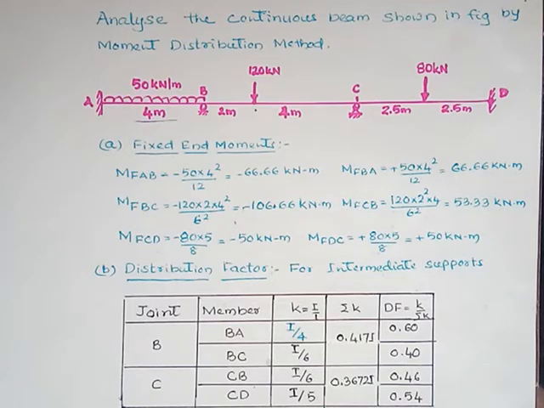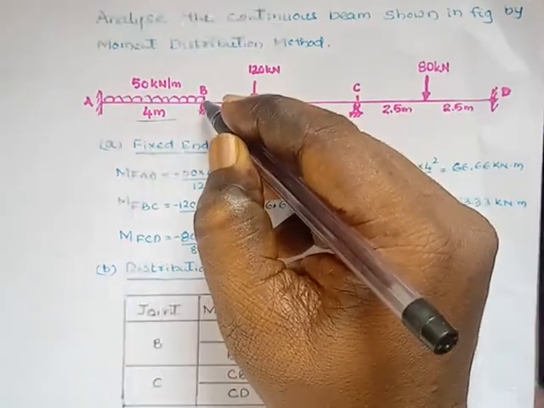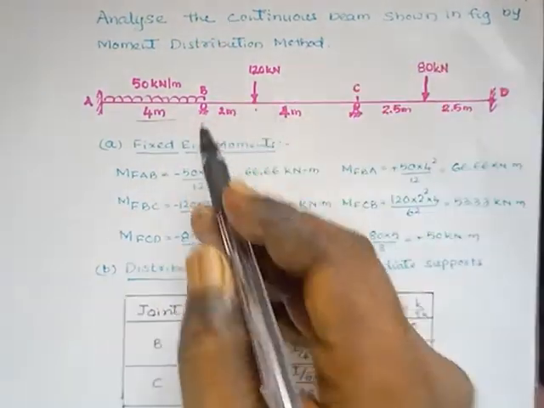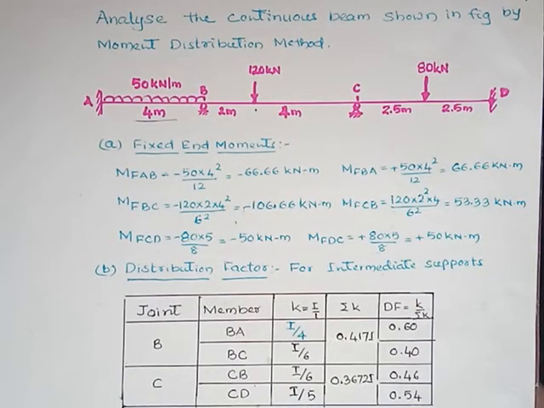Then carryover. Here this end is fixed, this end is fixed, and this end is continuous. There is a carryover from B to A. Similarly, there is a carryover from B to C. 50% of the moment is carried over with the same sign. Half of 24 is 12 for B to A. Similarly, from B to C, 50% of 16, that is 8, is transferred to CB.